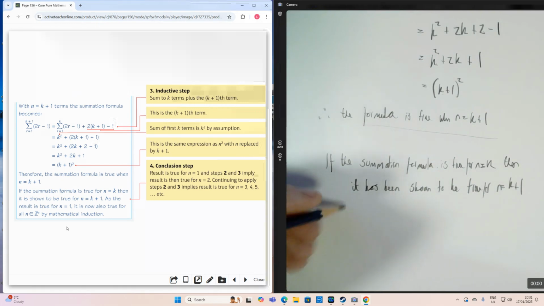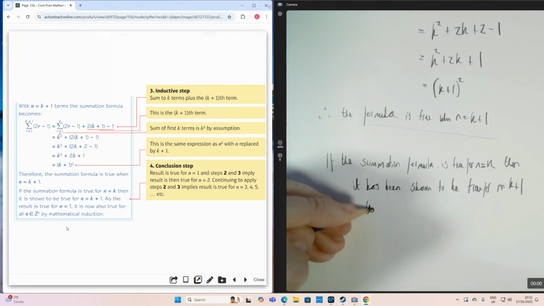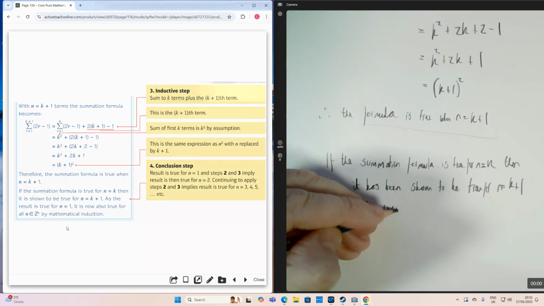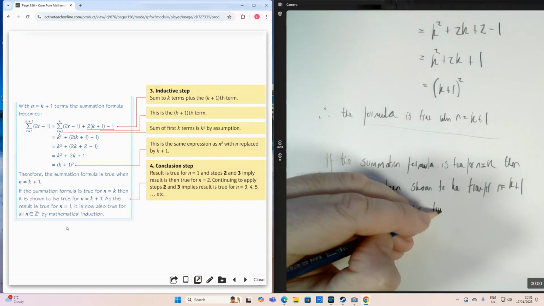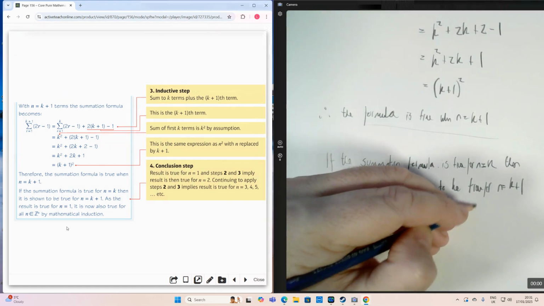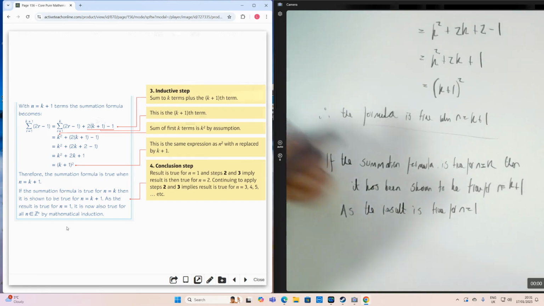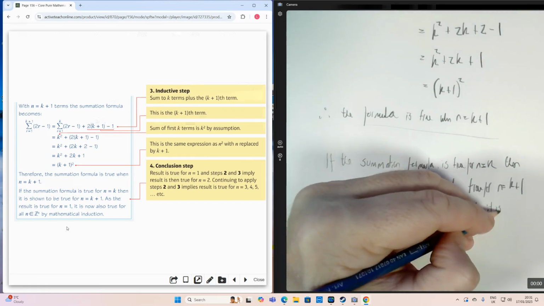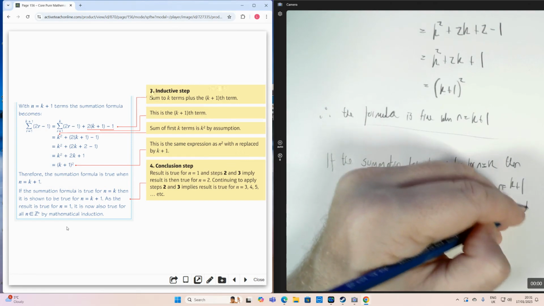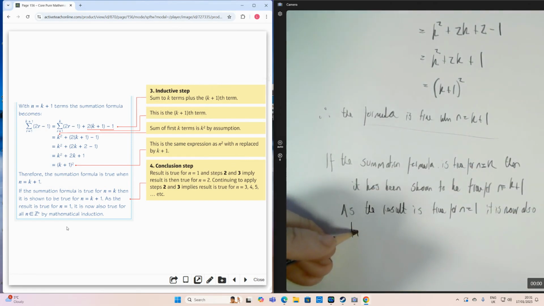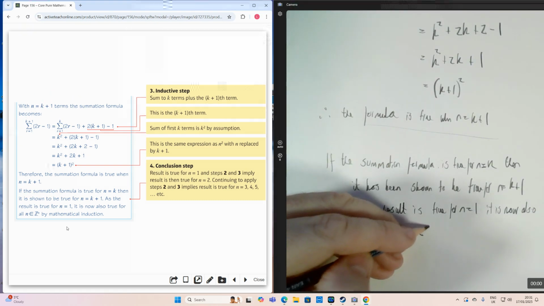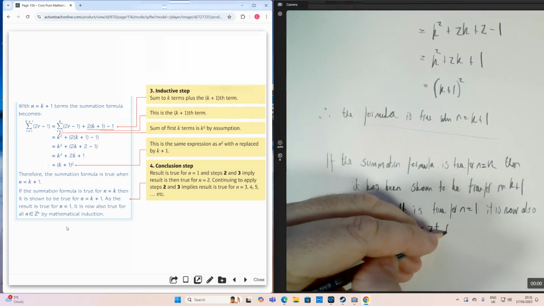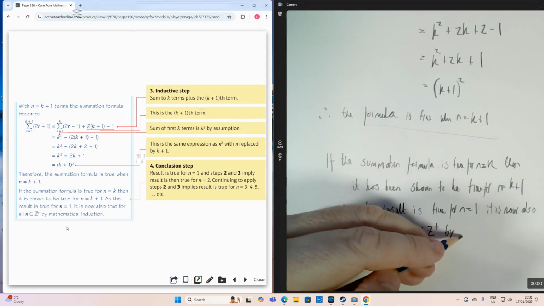Now the next bit's crucial. So this is as the result is true for n equals 1, okay, because you remember we found the left-hand side equals the right-hand side. As the result is true for n equals 1, it is now also true for all n is a member of Z plus by mathematical induction.